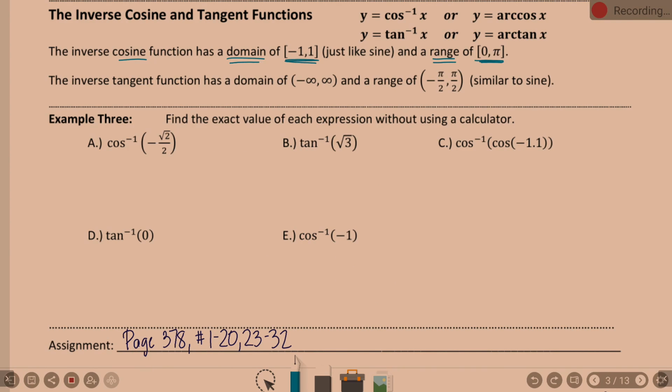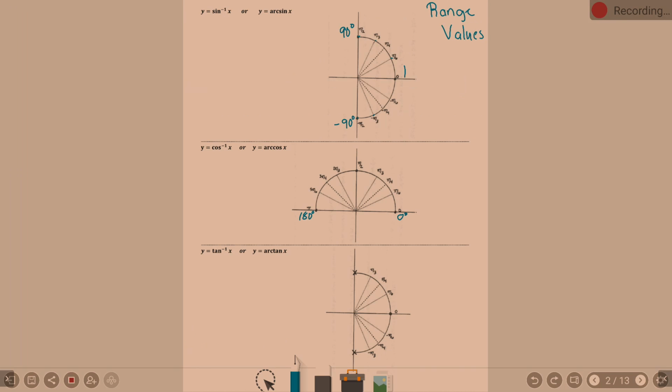Inverse tangent is different in that it has a domain of negative infinity to positive infinity. You don't have to check your domain on inverse tangent. Anything goes. The range is -pi/2 to +pi/2, which is very similar to sine. The difference, if you go back and look at sine inverse range versus tangent inverse range, there are parentheses versus brackets, right? And when you look here on the back of your page, it still goes -pi/2 to +pi/2.